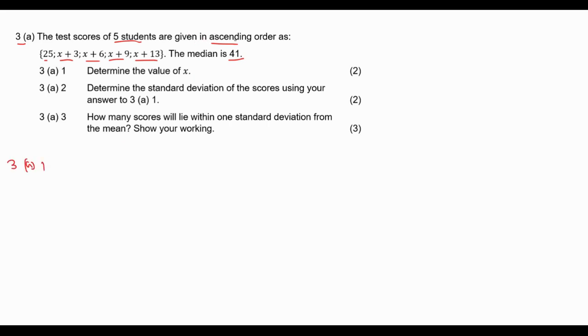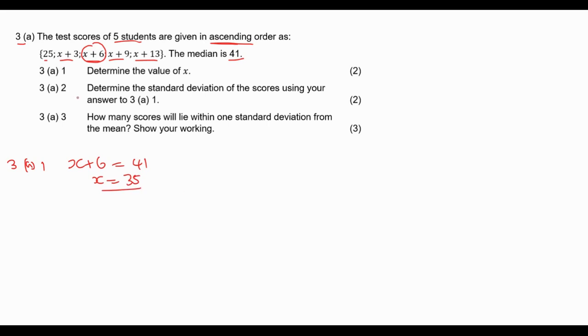So we're told that these scores are already arranged in ascending order. So this is the median. We have 2 scores below it and 2 scores above it. So x plus 6 is the median. What is the value of x? x plus 6 is equal to 41. Then we can solve for x here. x is equal to 41 minus 6, which is 35.